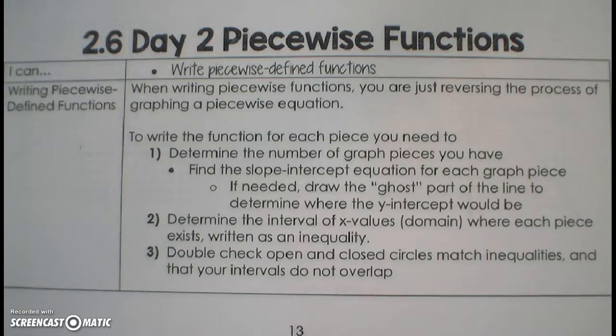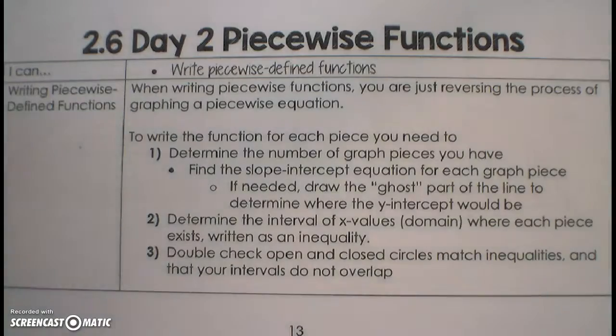So what we're going to do is to write the function for each piece, you need to determine the number of graph pieces you have. Then we're going to find the slope-intercept equation for each piece. So we might have to draw that ghost part to actually figure out what the y-intercept would be. Then we're going to determine the interval, so where it exists, if it's going to be greater than, less than, etc. And then we'll double check the open and closed circles to match those inequalities so that they don't overlap.